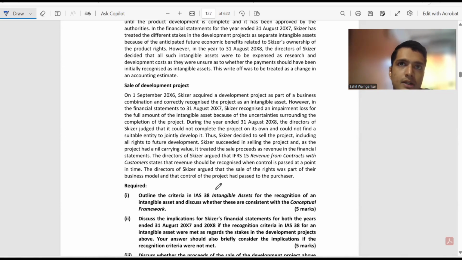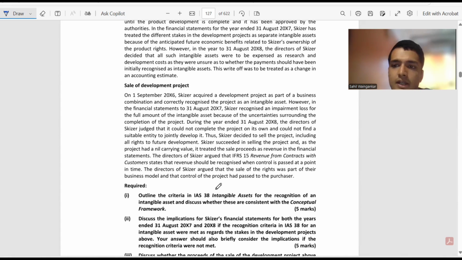So first of all, what is an intangible? According to IAS 38, an intangible asset is an identifiable non-monetary asset without any physical substance. The examples of these intangible assets are goodwill, patents, software rights, etc.